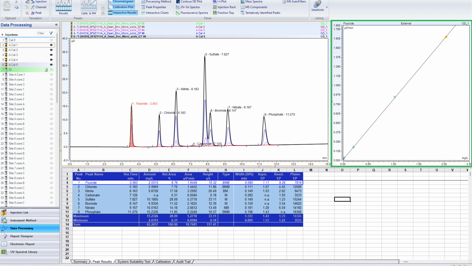This is an overlay of the chromatograms of the 5 solutions that are prepared to calibrate the instrument. In the green box on the right hand side, we can see the calibration graph. The small crosses and orange square on the line of best fit represent the concentration of each solution. In this case, we are looking at the calibration graph for fluoride. Each analyte of interest has its own calibration graph.